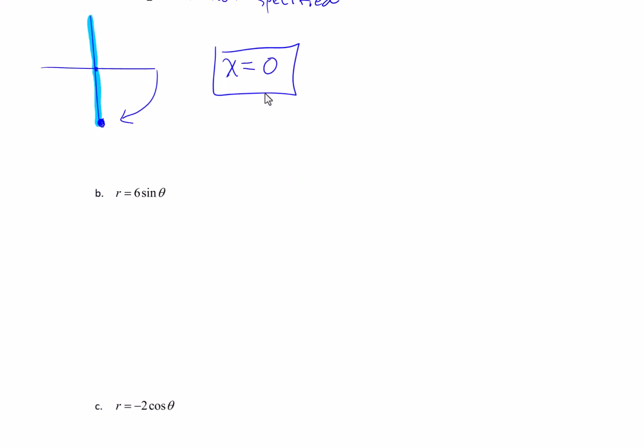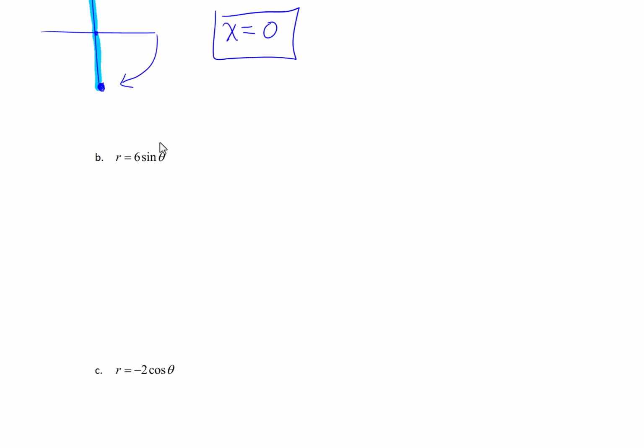Let's go on to the next example. Our second one begins as r equals 6 sine theta. Again, that's given in polar form, and that's familiar. We're seeing r and theta. We need to convert it first to rectangular form and then try to graph it.